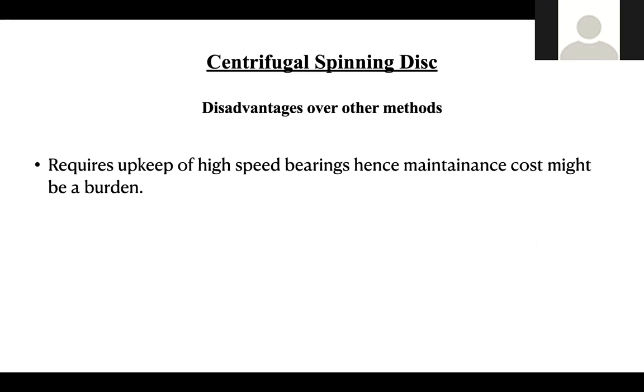Okay. Then the disadvantage of centrifugal spinning disc. Now it is a spinning disc. So there are ball bearings which help in carrying out the spinning of the discs. Since it is a continuous process and the disc continues to spin, the ball bearings sometimes erode away. Okay, so cost might be a factor because continuous movement of those discs may damage the ball bearings or speed bearings, and that may lead to high cost of maintenance. Is this clear?